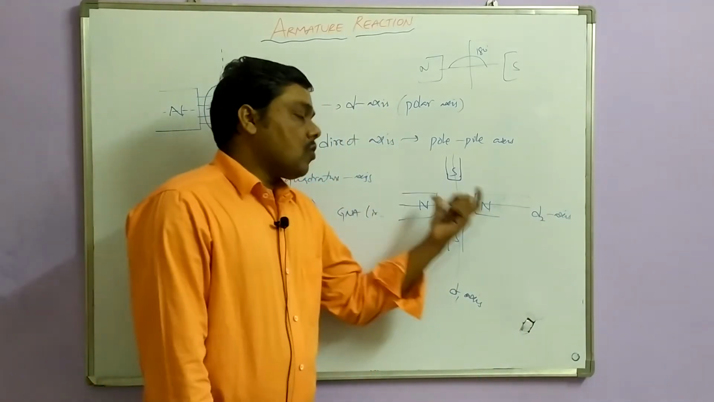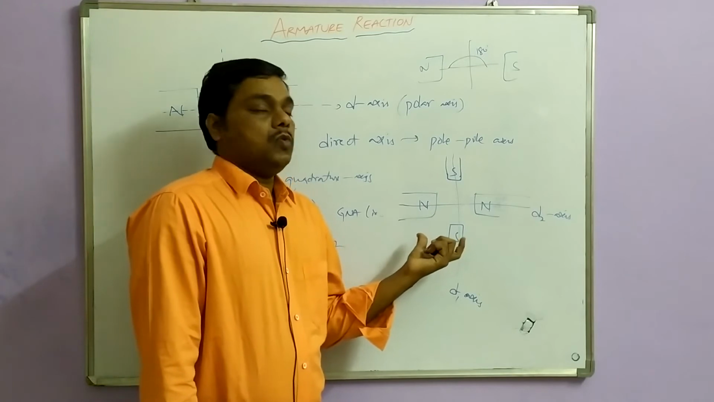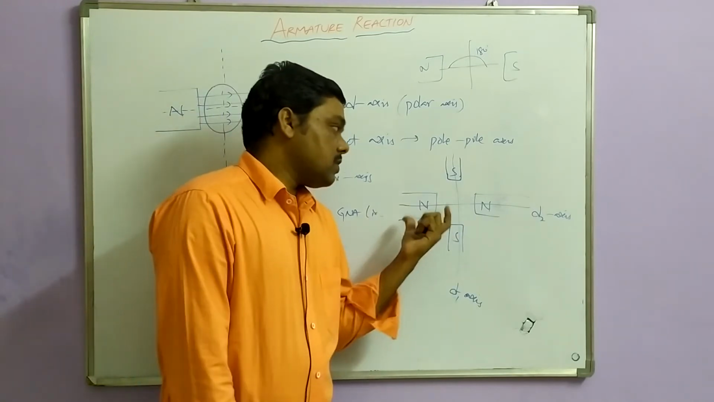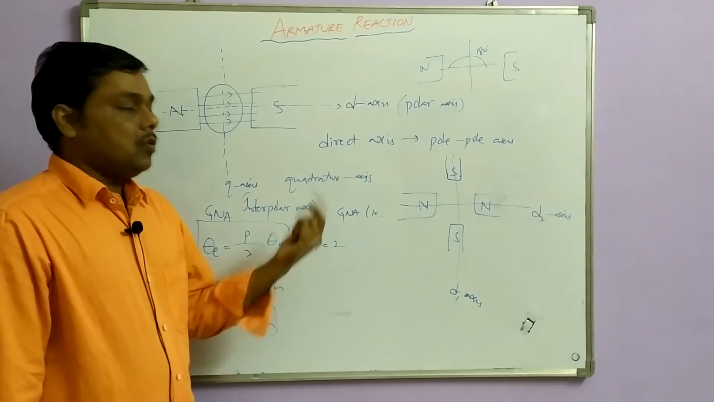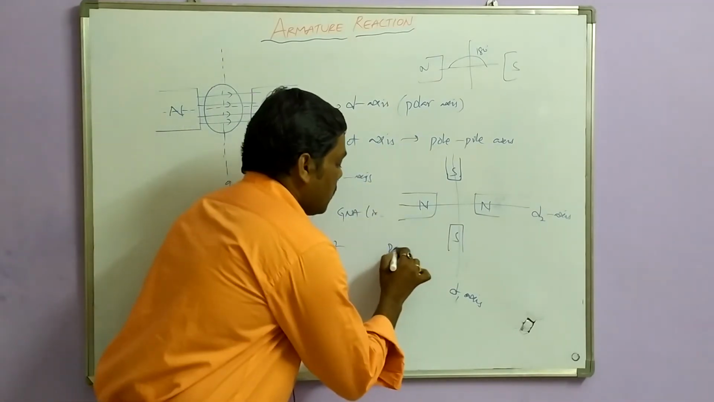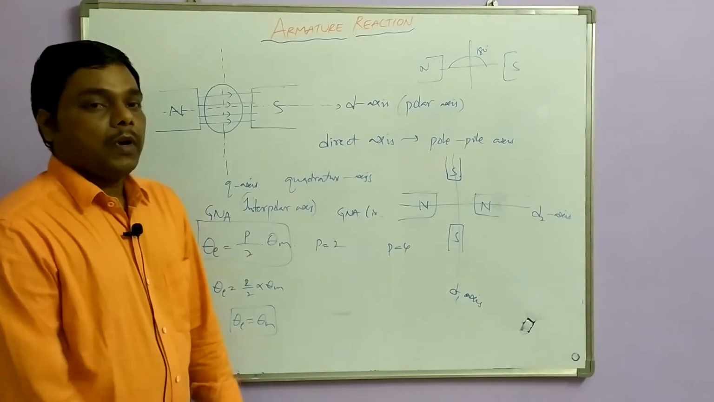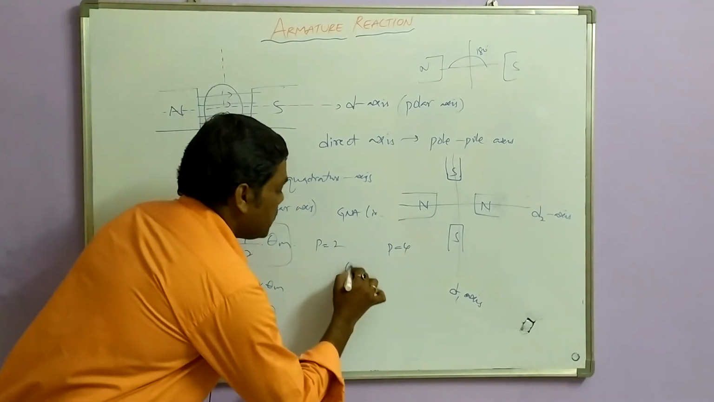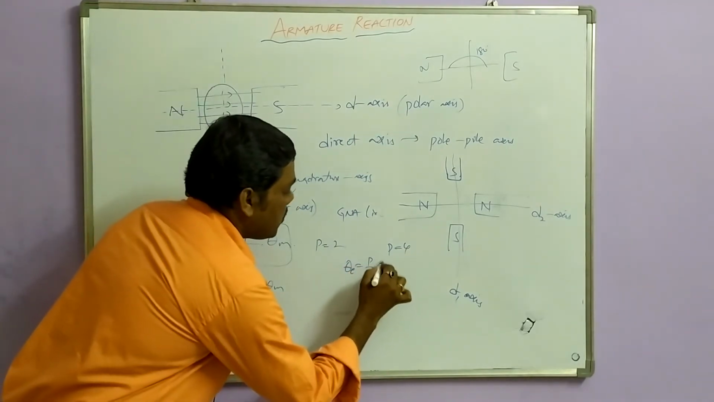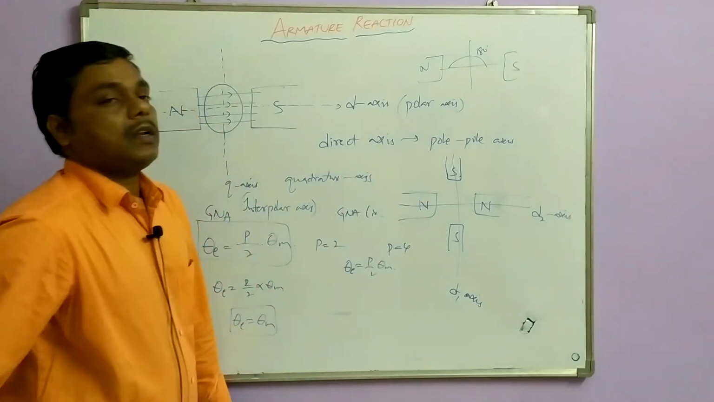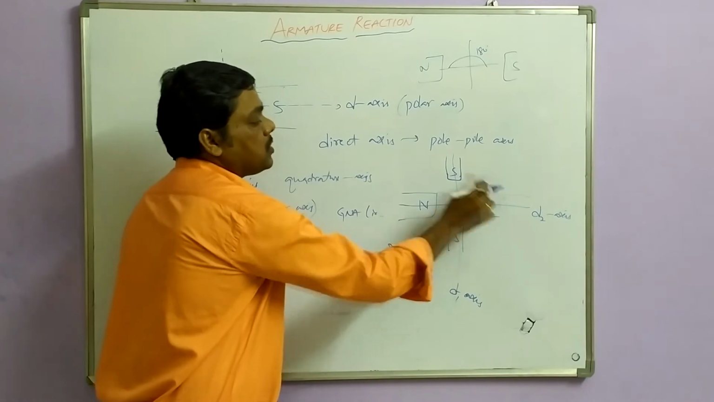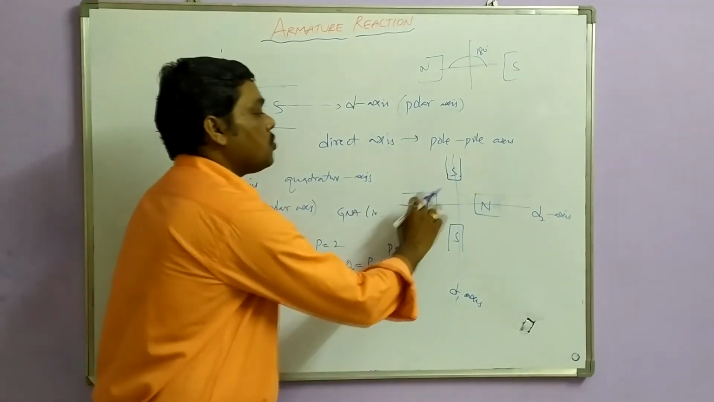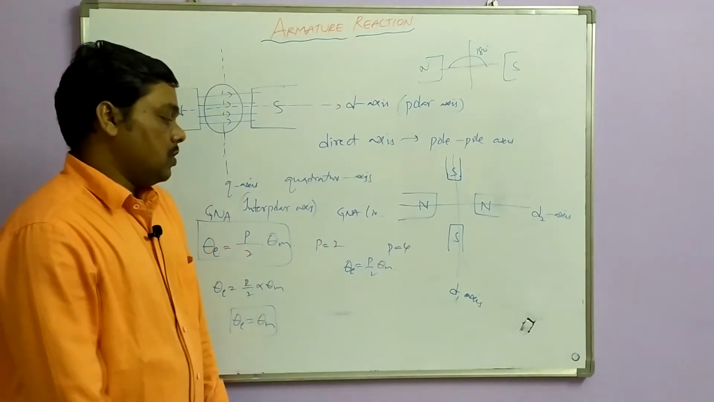And what about the quadrature axis? The quadrature axis is always defined with respect to the mechanical and electrical degrees. Now, how many poles are there? The poles are 4, and as per the relation, theta is equal to P by 2 into theta mechanical. Now, what is the distance pole to pole? Same pole to same pole is equal to 180 degrees, but north pole to south pole is 90 degrees.